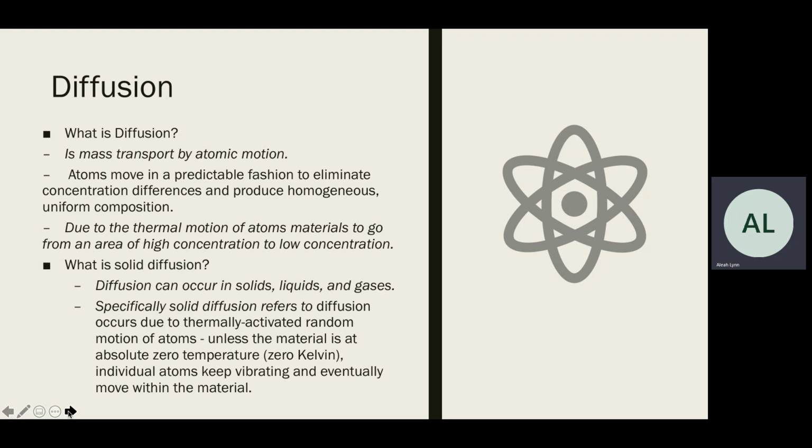What is solid diffusion? Diffusion can occur in solids, liquids, and gases. Specifically, solid diffusion refers to diffusion due to thermally activated random motion of atoms. Unless the material is at absolute zero temperature, individual atoms keep vibrating and eventually move within the material.